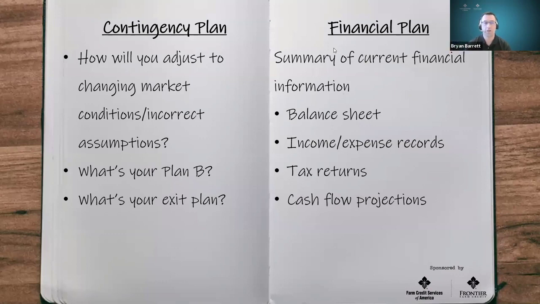So how are you going to adjust to make sure that you can still achieve your goals if some of those things change? Additionally, the contingency plan should always have a plan B. So what happens if things don't work out as you planned originally? For example, if you're going to direct market farm to table beef, and there's not as much market for that as you thought, how are you going to adjust to make sure that you're still profitable?